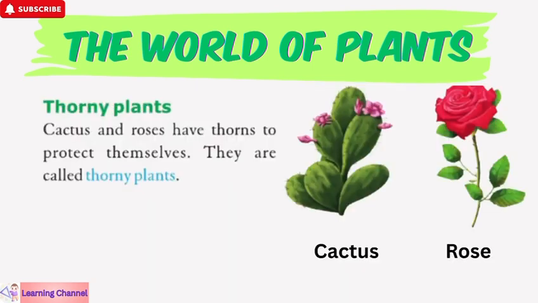Let's explore another type of plants, thorny plants. Cactus and roses have thorns to protect themselves. They are called thorny plants.